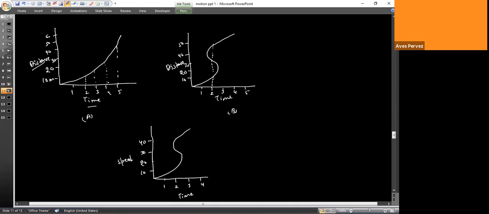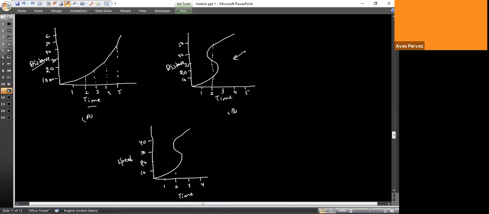So here, at a single time there are different positions of the car. In such types of graphs, the time axis is cut multiple times. Any graph in which the time axis is cut multiple times will be considered an impossible graph. We will say that this is an impossible graph.